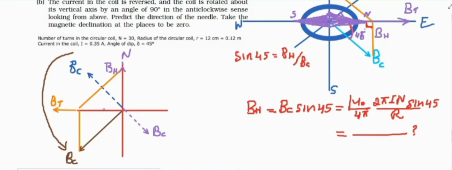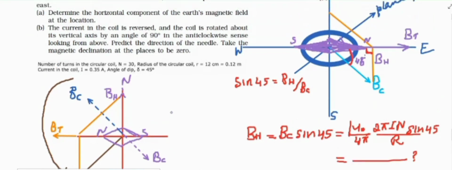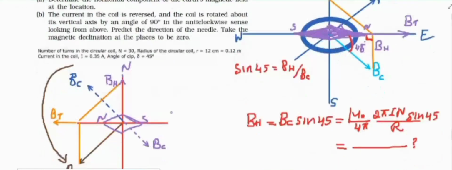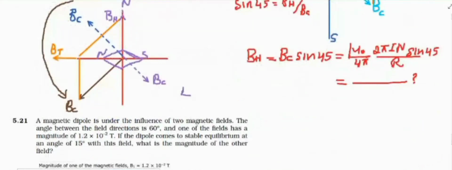Again, assume that the needle is placed like this. Magnetic needle is placed. In such a situation, this will be north and this will be south. The needle will align just opposite to that. That means in the first case, the needle points west to east. Now the needle is in the opposite direction. So we can say the needle will be in east to west direction. Needle is just opposite. That is east to west direction.